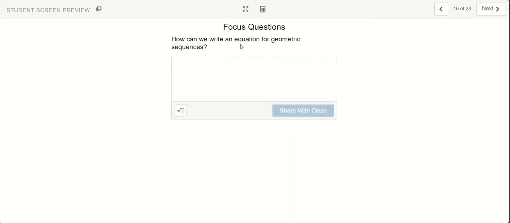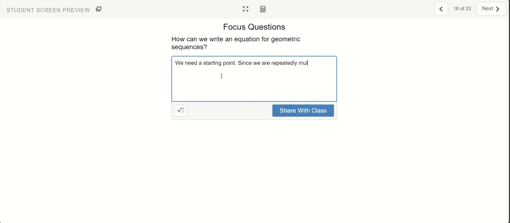So how do we write an equation for a geometric sequence? We need a starting point. Since we are repeatedly multiplying, we can use an exponent for the variable. Right? The variable is telling us how many times we're multiplying. Right? And since we're multiplying over and over again, that's going to be represented with an exponent.